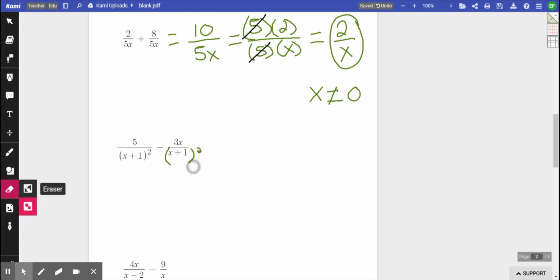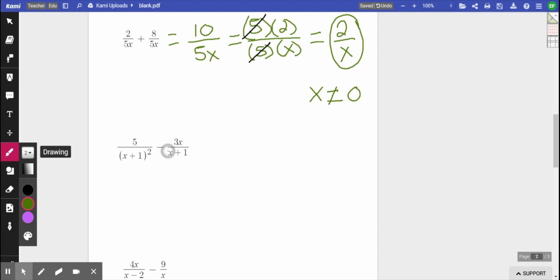So that means I'm just going to erase this. I am going to multiply numerator and denominator by an x plus 1. Remember, to square something means to multiply it by itself. Because this is squared here, that means you have x plus 1 being multiplied by x plus 1. So I'm going to bring down my first fraction as is. Didn't touch it. Didn't need to.